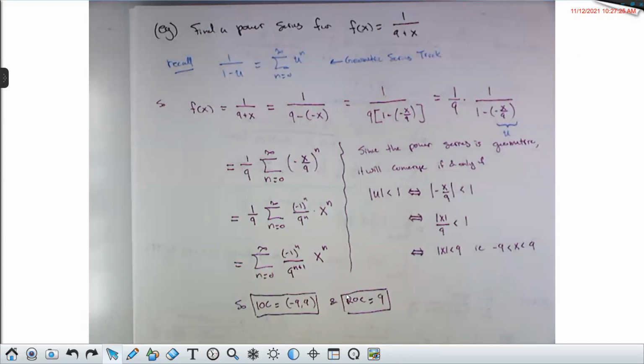You do need to become proficient with this geometric series trick. That is a necessary thing. I've said it a few times. This is like the starting point for pretty much everything we do with power series in 11.9.